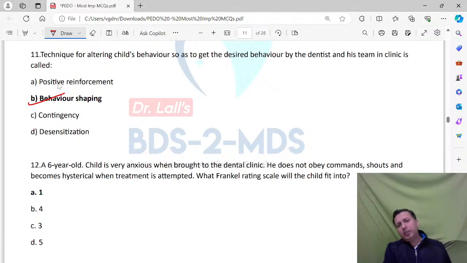See, SNF mostly we are avoiding because of its taste. Kids generally don't like the taste of stannous fluoride, and it generally causes a little bit of discoloration of the restorations also. So that is why we are avoiding the use of stannous fluoride.